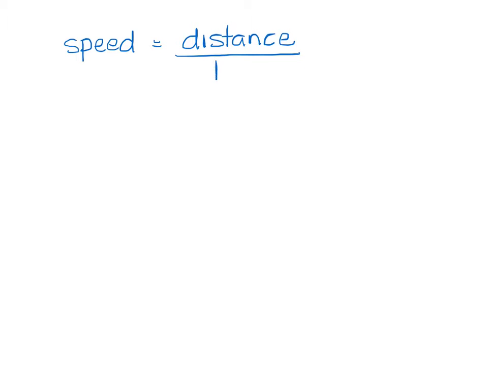Another formula which has some real meaning in physics and mathematics is the relationship between speed, distance and time. Speed equals distance travelled divided by time. Okay, so we're now going to use symbols instead of the words. S is equal to d divided by t.